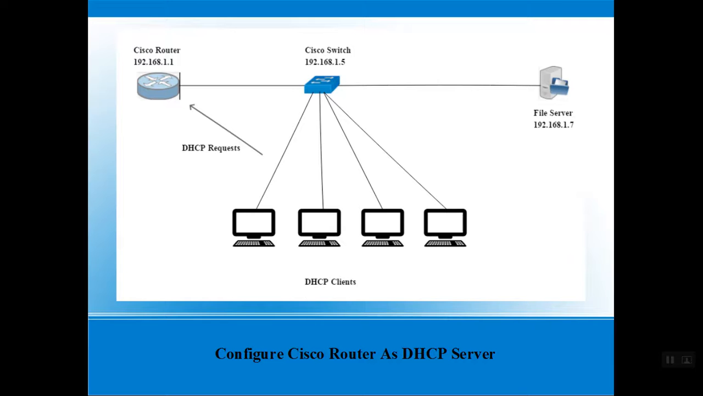Here in this diagram, DHCP clients send DHCP requests to the Cisco router, which is connected to a Cisco switch, which in turn is connected to a file server.